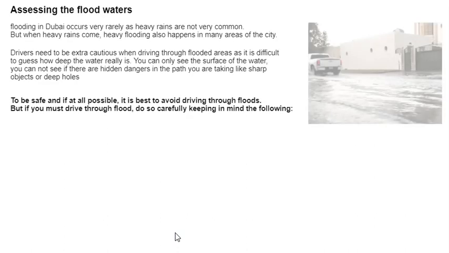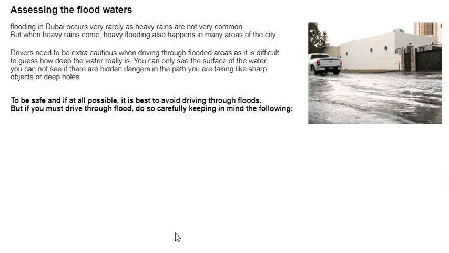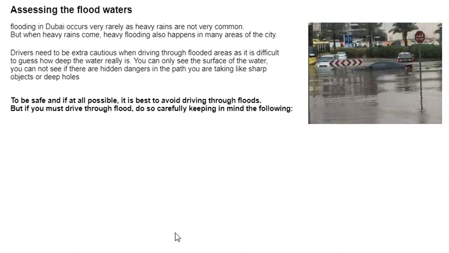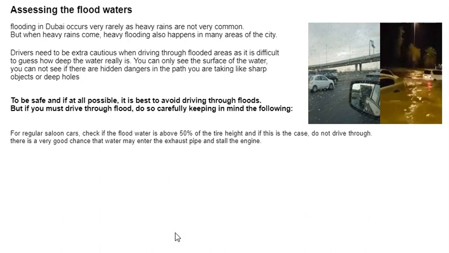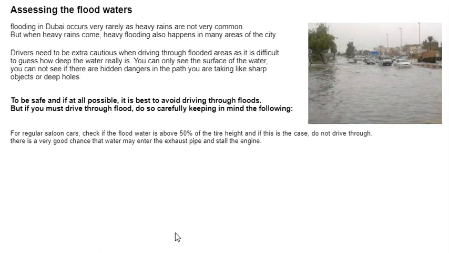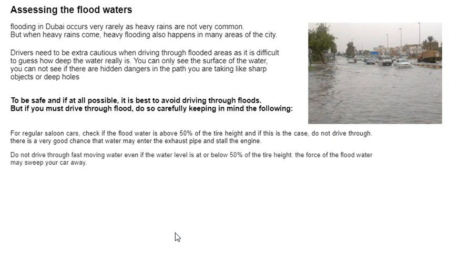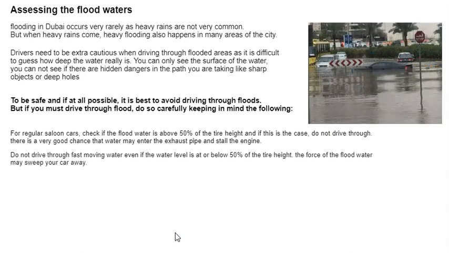The flood waters. Flooding in Dubai occurs very rarely as heavy rains are not very common. But when heavy rains come, heavy flooding also happens in many areas of the city. Drivers need to be extra cautious when driving through flooded areas as it is difficult to guess how deep the water really is. You can only see the surface of the water. You cannot see if there are hidden dangers in the path you are taking, like sharp objects or deep holes.